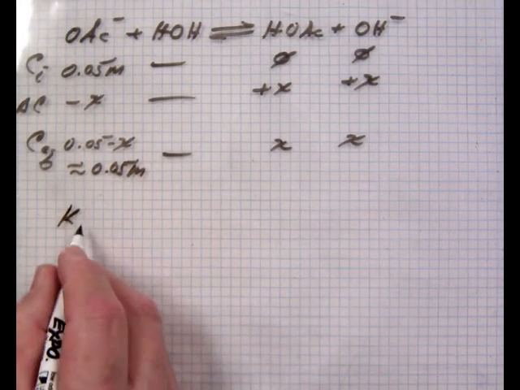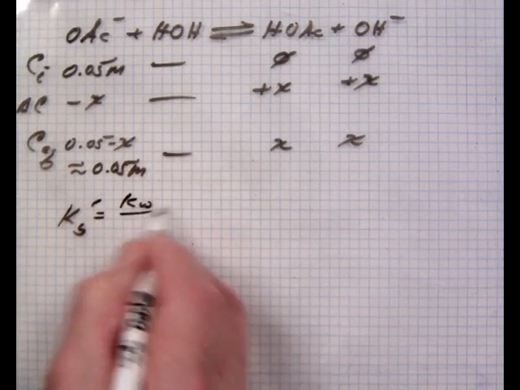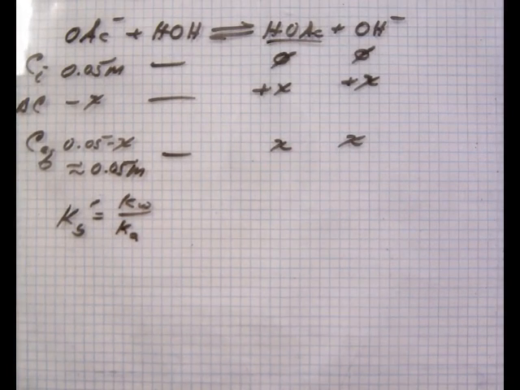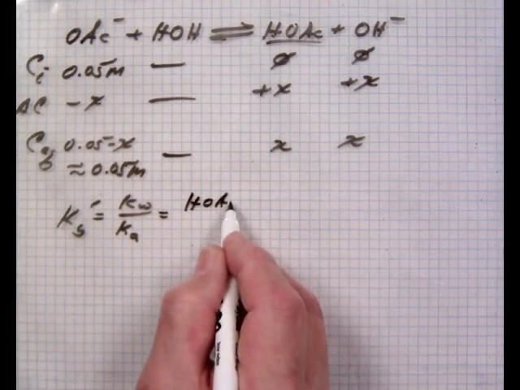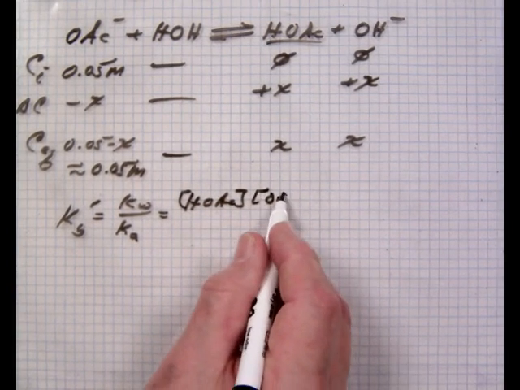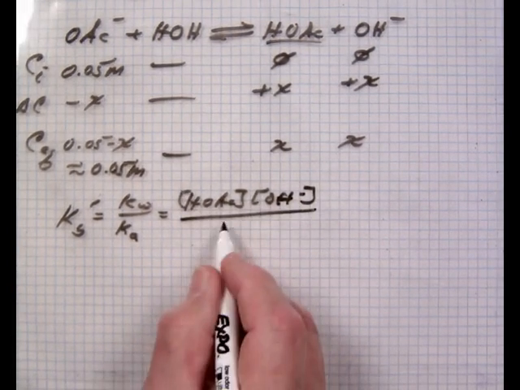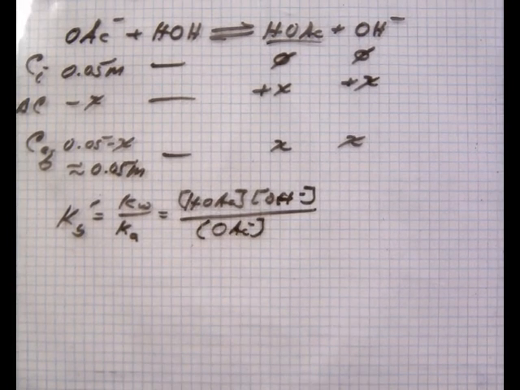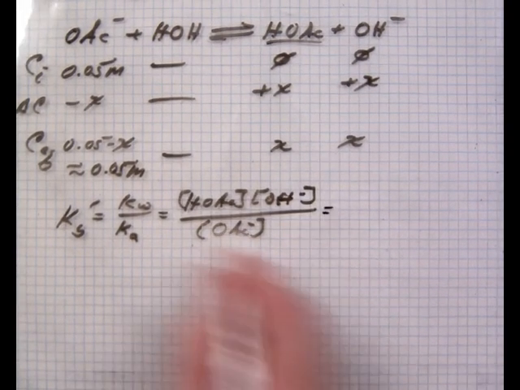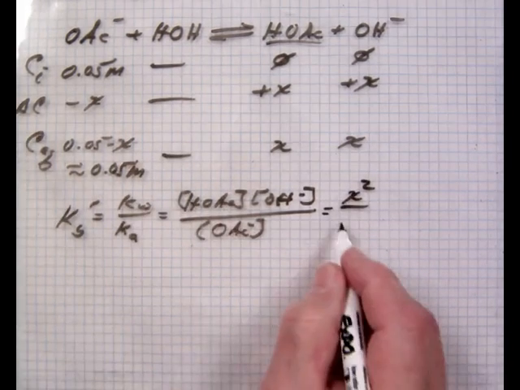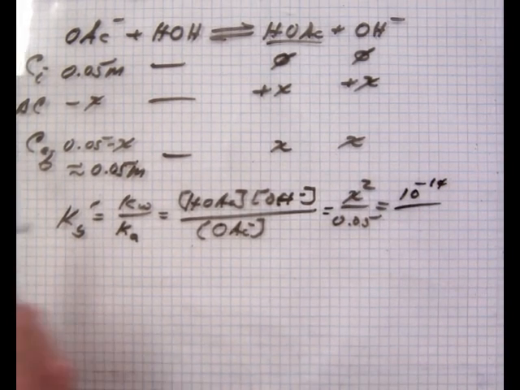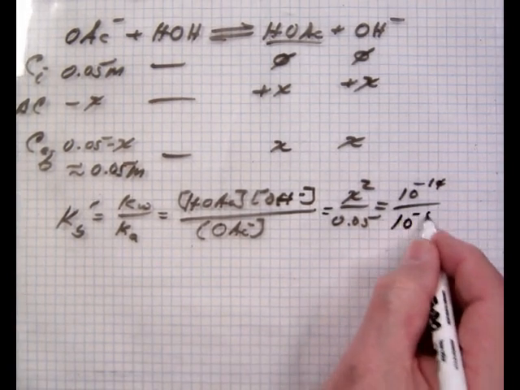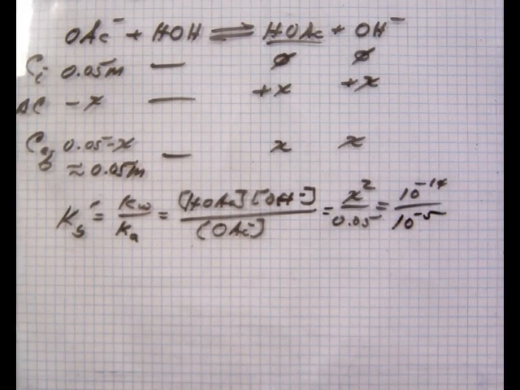So this is a Kb prime problem, which is Kw over the Ka of the weak acid involved in the hydrolysis right here. Okay, and so that is acetic acid formed, OH formed, divided by the salt. Okay, and so this works out to be X squared over 0.05, which is 10 to the minus 14 over, I'll just make it 10 to the minus 5, make it easy, instead of 1.8 times 10 to the minus 5.